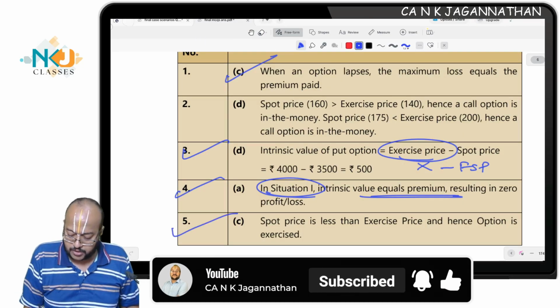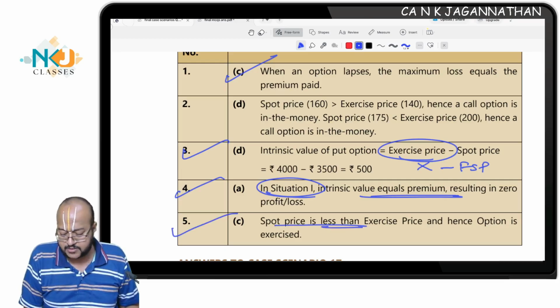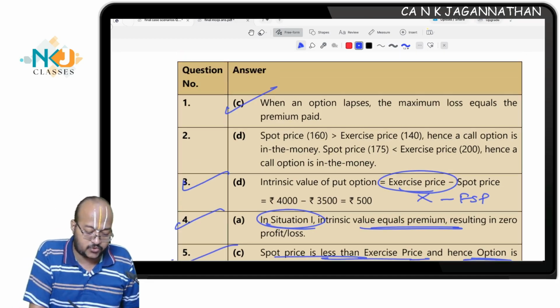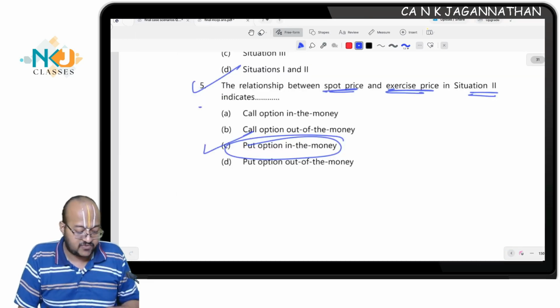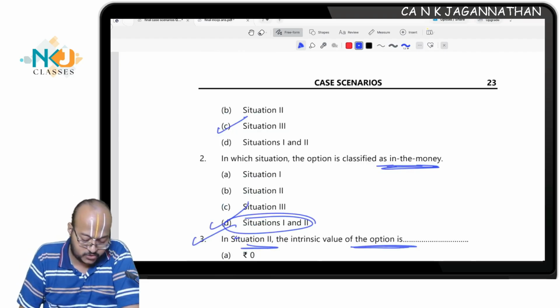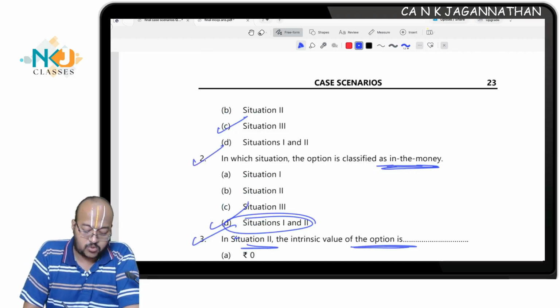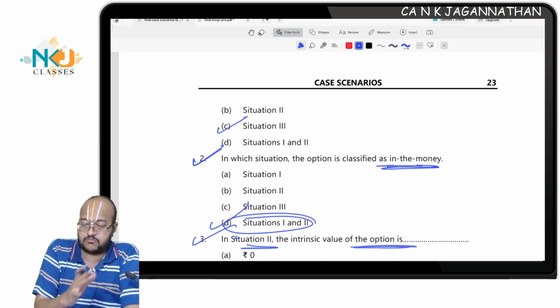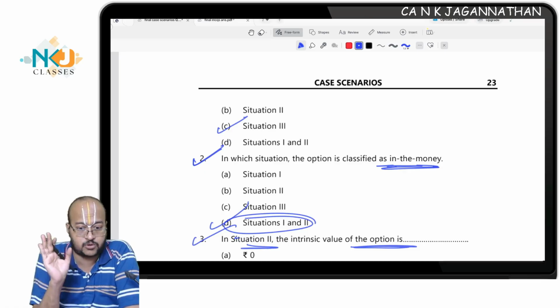5C. Yes, spot price is less than exercise price, and hence the option is exercised. This should be the solution. Here, if you notice, there is one blunder, and that is why I'm very skeptical about these ICAI solutions. You should be very, very careful. Logically you should apply the concept, but don't get misled by the solution or explanation therein. You have to verify it properly.